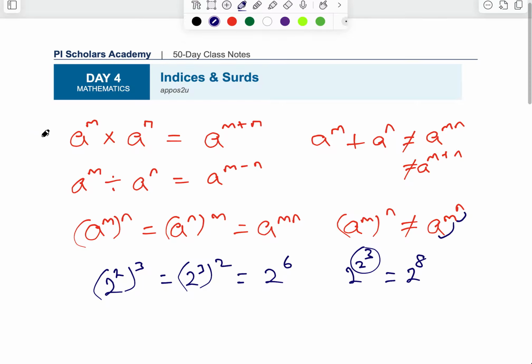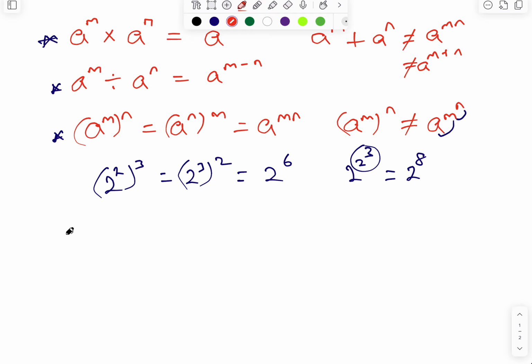So we have the first rule here, the second one, and we have the third one here. So let's go again. There's another rule that says that whenever a number is raised to a negative power, it can easily be written as 1 over a raised to power n. So basically what that is doing is that you forget about the negative sign and you just take the inverse.